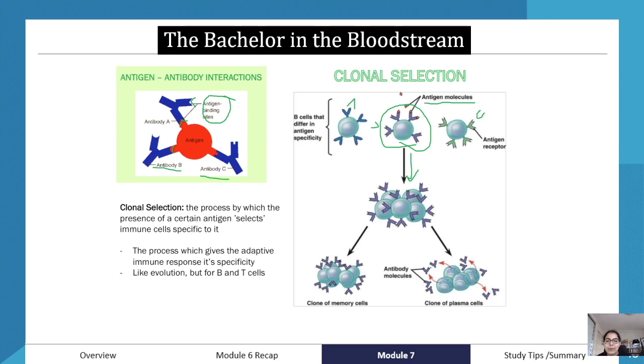And what also happens is that we get lots of clones of the memory cell, so that in our body later these memory cells can circulate in case we get a reinfection. They can quickly go ahead and deal with it. And the clones of the plasma cells produce the antibodies, which then come off the plasma cells, and they go ahead and latch onto the antigens wherever they find the antigens in the body.